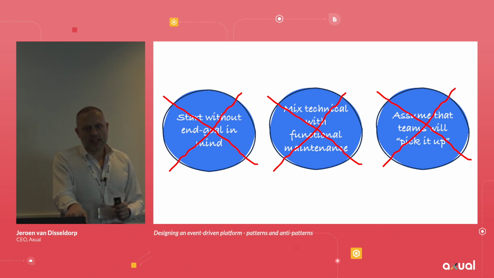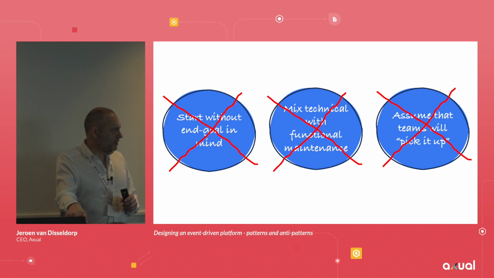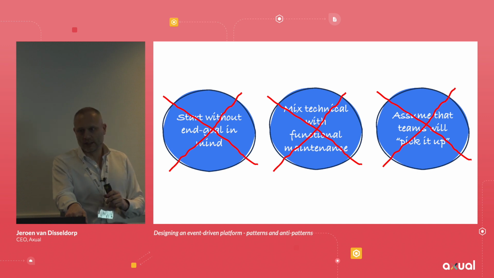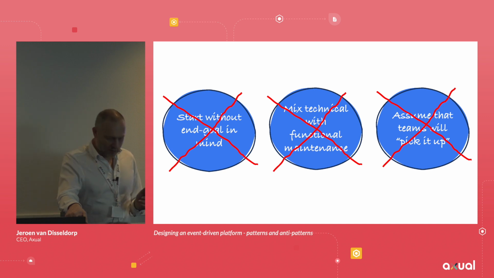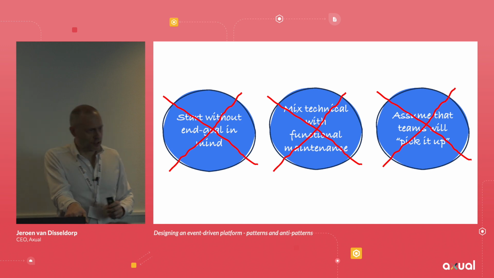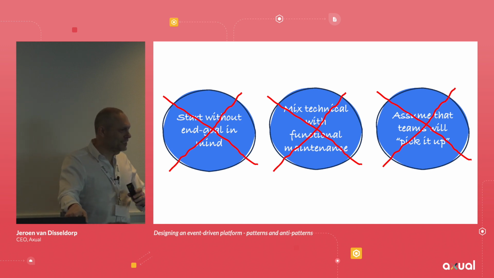Second one is to mix technical and functional maintenance. We saw a lot of customers where the Kafka team was also doing the functional maintenance, the setting up of topics, the registering of applications, the awarding of access rights. It is a hassle. We used to do this ourselves, so that's also why we learned this.